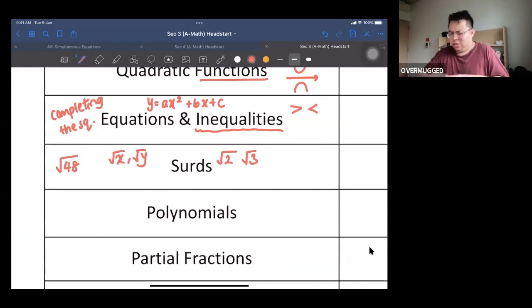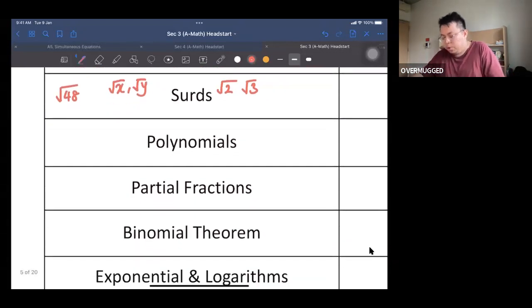So I don't think you will see this in lower sec, but you have seen the square root symbol before. This is the chapter that we will play a little bit around with. Okay, polynomials. So polynomials should be a new term that majority hasn't seen before. What is the definition of a polynomial?